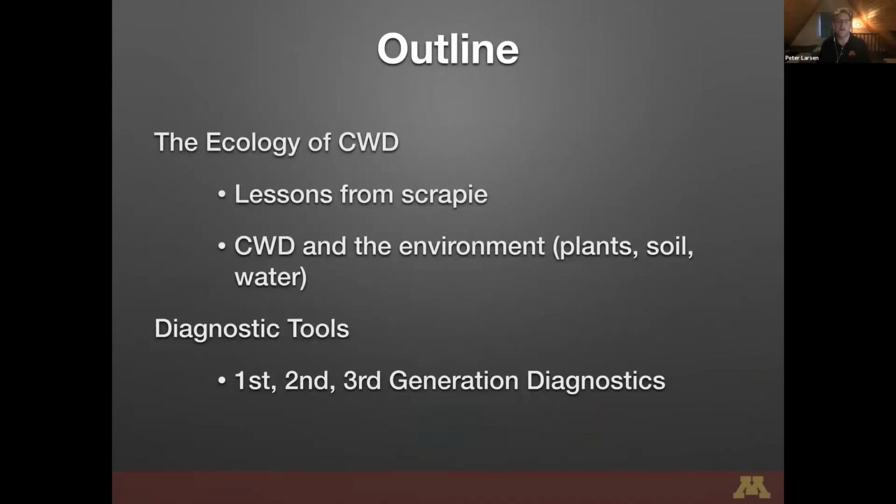All right, so the outline for today's talk is I'll be highlighting the ecology of CWD. I really want to spend a little bit of time looking at lessons from scrapie. Scrapie is a prion disease of sheep, and scrapie's been around for a long time. So a lot of what we know about CWD and the ecology of CWD is tied back to work for understanding prions and scrapie prions in the environment.